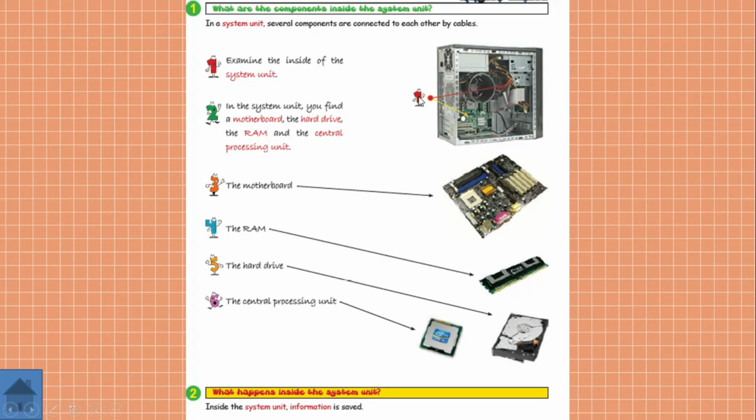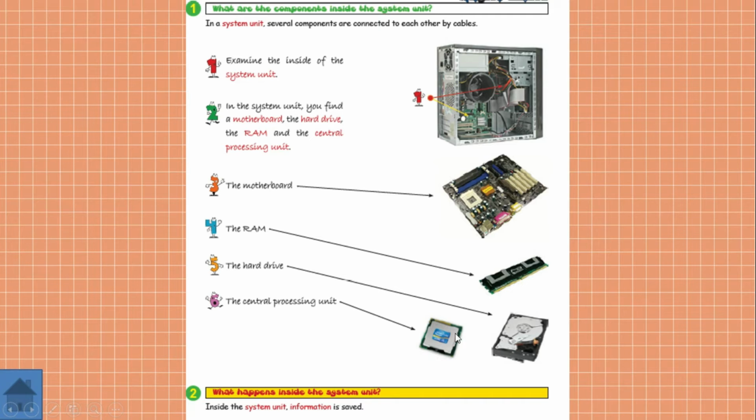Page 30. Look here, this is the computer case. If you open it, you can find a lot of these things. What are these things? I will tell you. Here examine the inside of the system unit. Here you will check and you will see what is inside it. And in the system unit you find the motherboard, this one motherboard, hard drive, this one hard drive, and also RAM, this one RAM, and processing unit, this one processing unit.